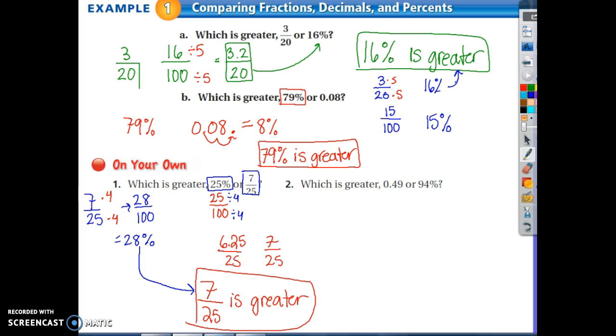For number 2, I've got a decimal and a percent. I'll go ahead and just write them both as percents. To turn 0.49 into a percent, I pick up my decimal, move it to the right 2 times, and end up with 49%. I'm comparing that with 94%. 94% is definitely greater. And double checking, it is one of the 2 numbers in the original list. They wanted us to compare 0.49 and 94%. 94% is greater, so my final answer, 94% is greater.